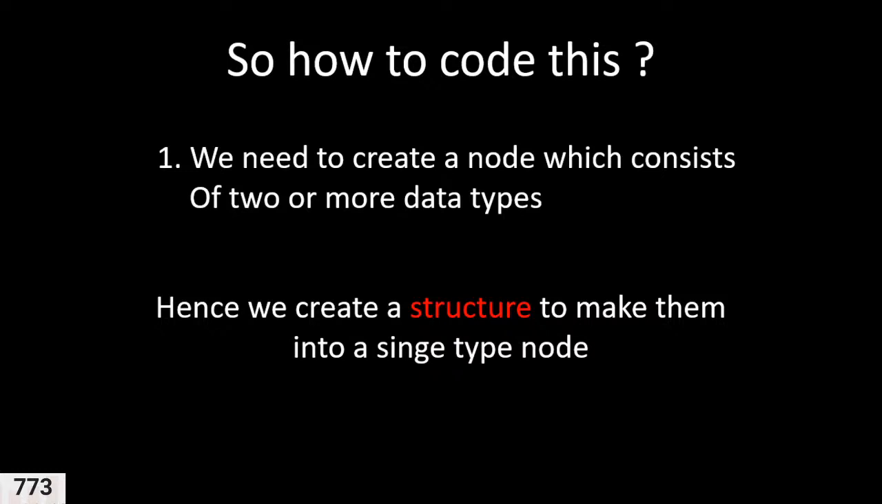We need to create a node which consists of two or more data types. Why I'm saying two or more is, you can have more than two pointers. That is, if you have a doubly linked list, you have to point a reverse thing and a next thing, right? So this is that easy. Hence we have to create a structure to make them into a single node.